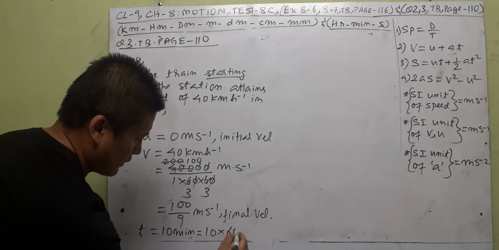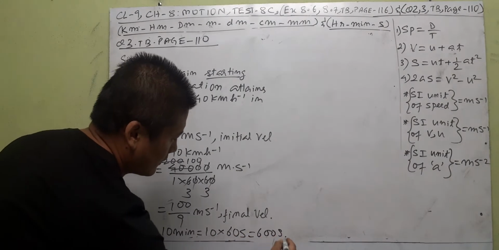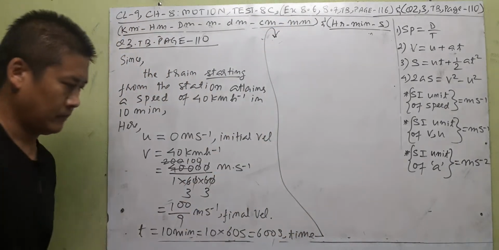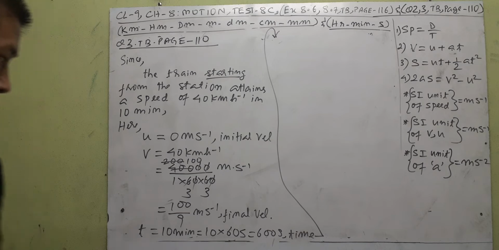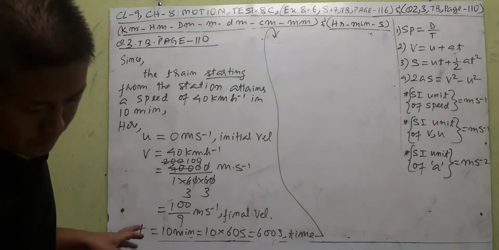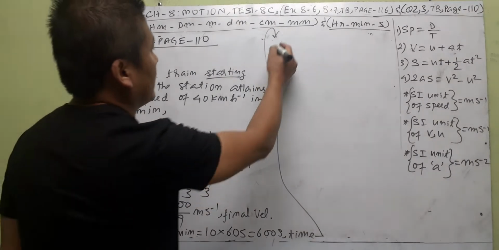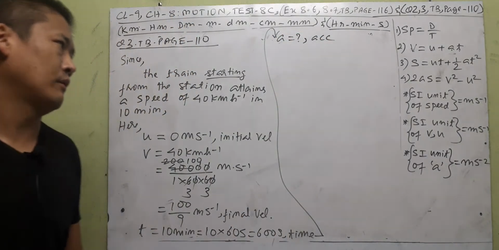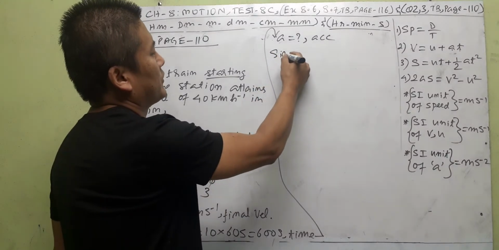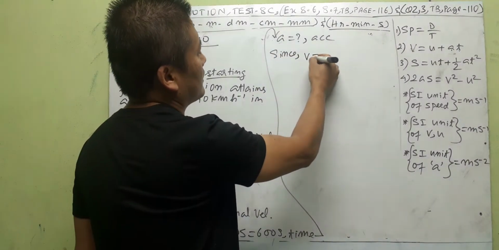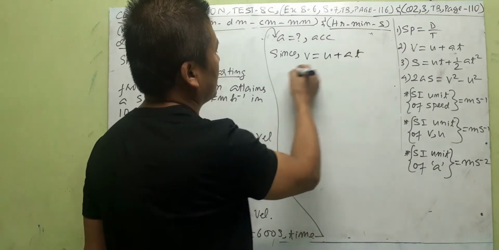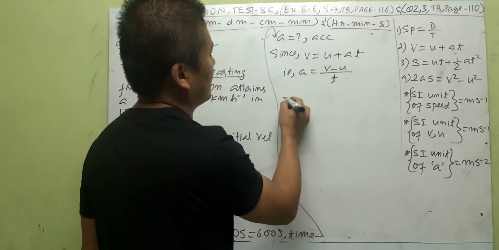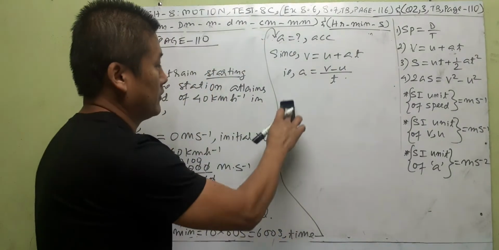So multiplied by 160 and 600 second is the time. Moving from here, the question is saying, go back to the question, find its acceleration. So A, question mark, is the acceleration of the train. Similar to the one we did just now, since V equals U plus AT, that is A equals V minus U divided by T. We know that.